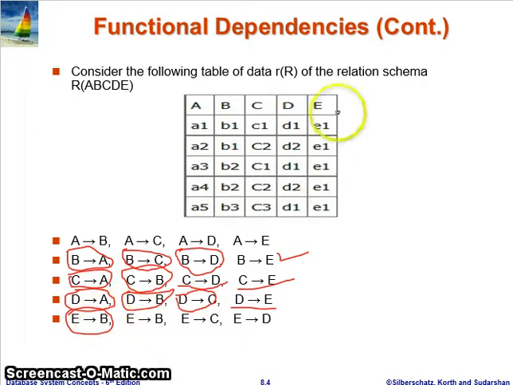Oh, there should be A. For this case this also does not hold, suppose this is A. Check for E functionally determines A. For E1 there is A1, and for another E1 there is A2, so this is also not holding. E to C: this E1 has C1 and this E1 has C2, which is not equal, so this is not holding in this relation. E to D: for E1 there is D1 and for this E1 there is D2, which are not the same value, so this is not holding in this relation R.